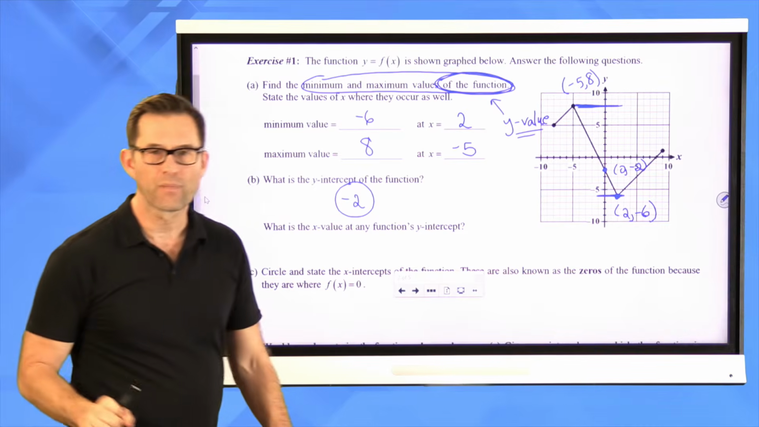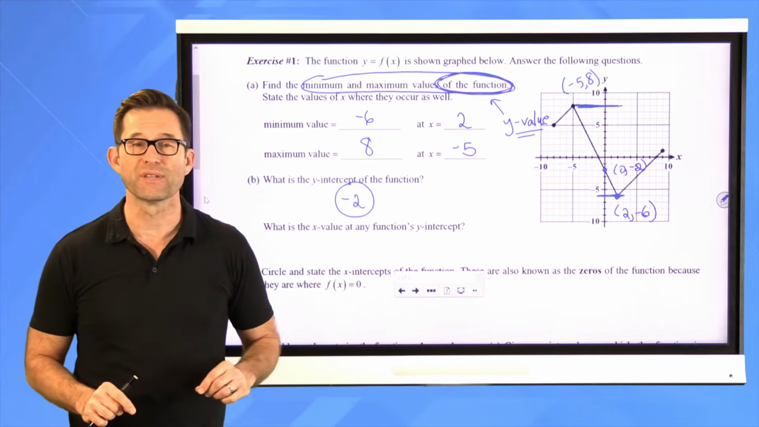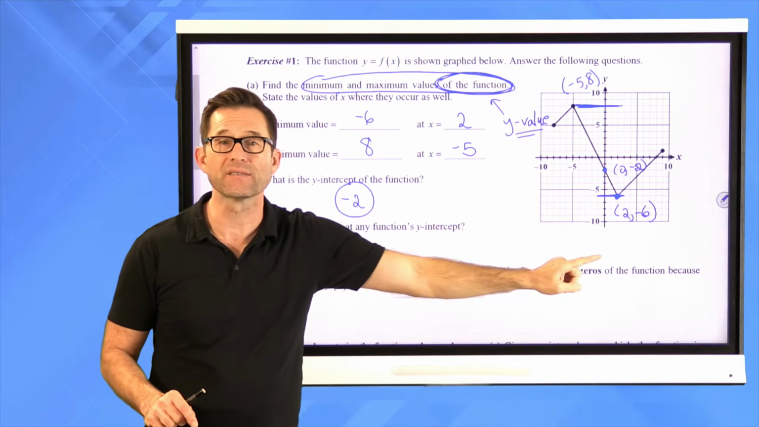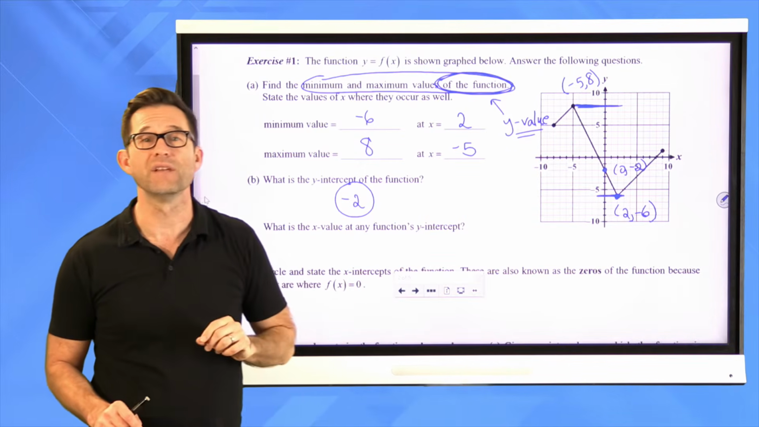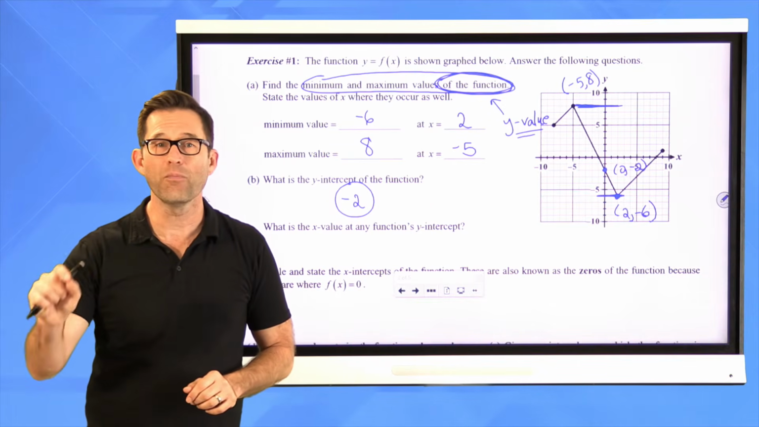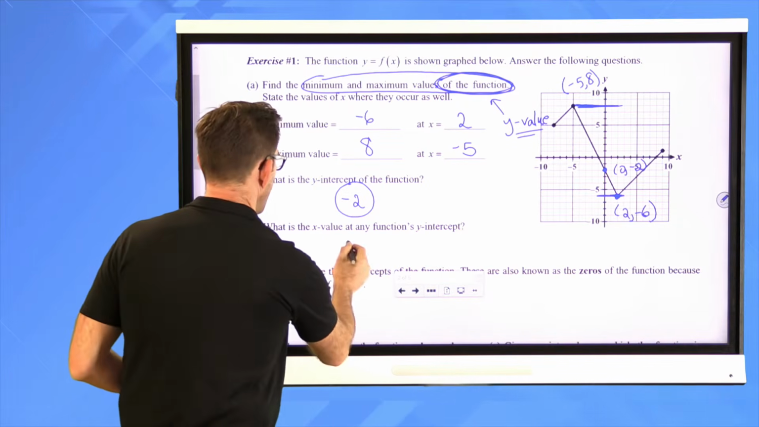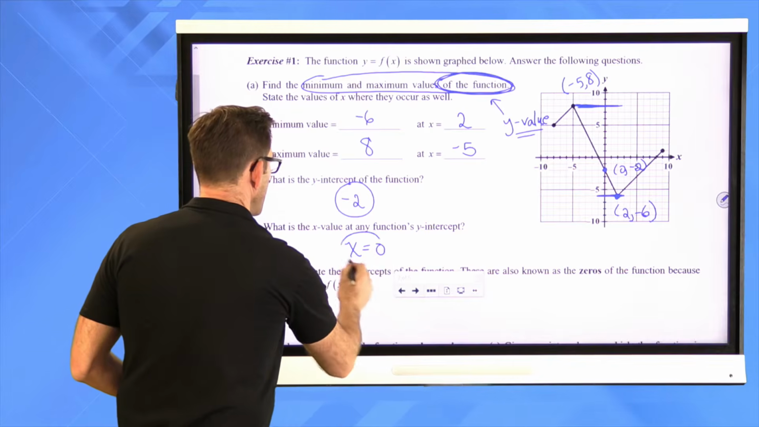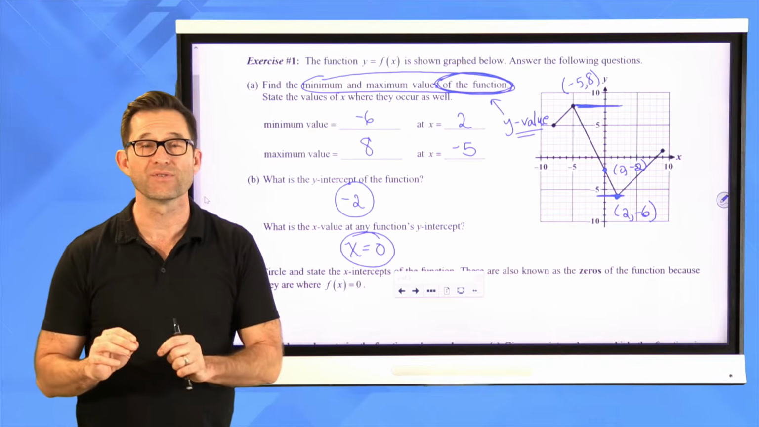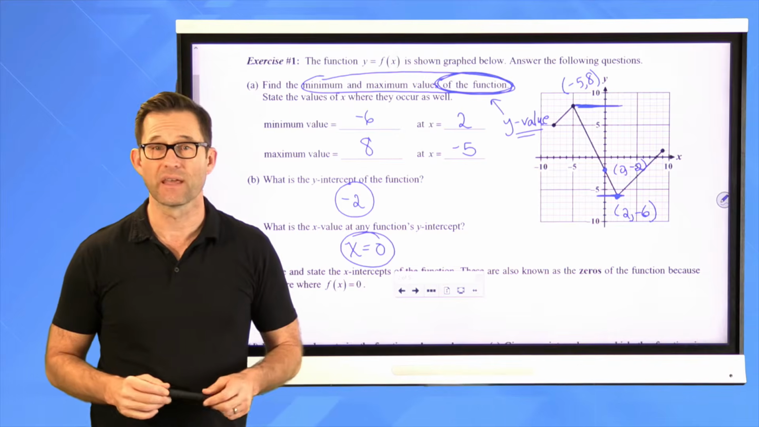And this is very important: what is the x value at any function's y-intercept? Well, the plain fact is, all along the y-axis, the x-coordinate is 0. So almost by definition, the y-intercept is the output of the function when the input is x equals 0. Very important: x equals 0 is where the y-intercept occurs. What the y-intercept is, is the output, in this case, -2.